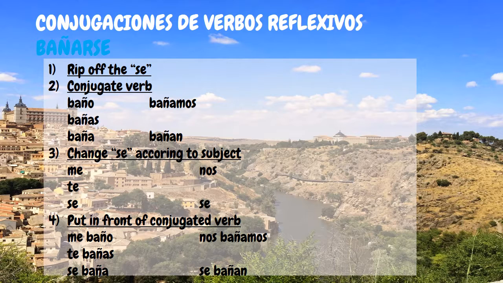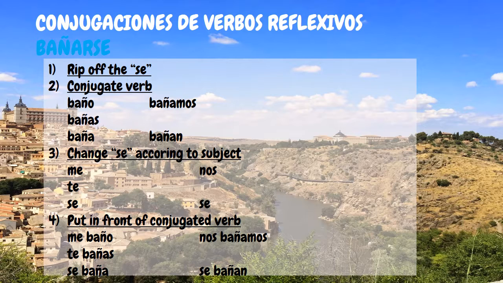Reflexive verbs are verbs that you do upon yourself, and we talked about brushing our teeth and combing our hair. That's something we do to ourselves. So with verbs like that, we have these reflexive pronouns. As you see under number 3, it's me, te, se, nos, and se. Those are reflexive pronouns. So this is how you conjugate a reflexive verb.